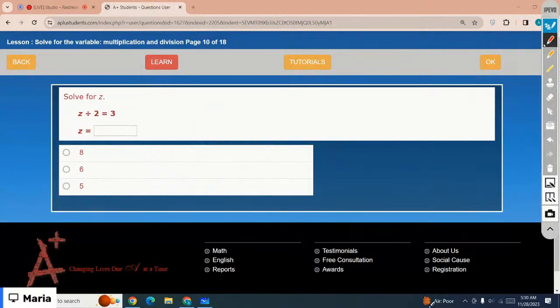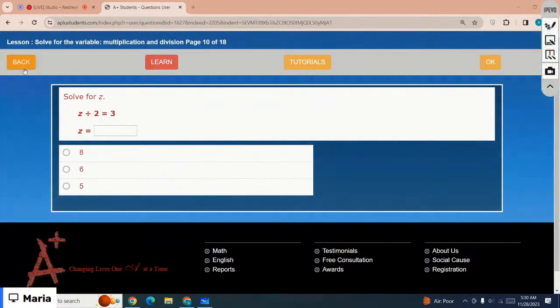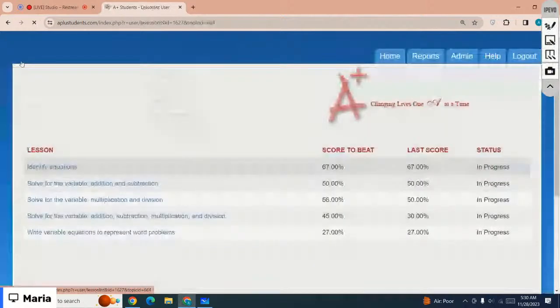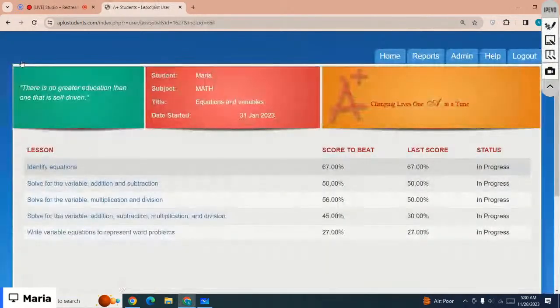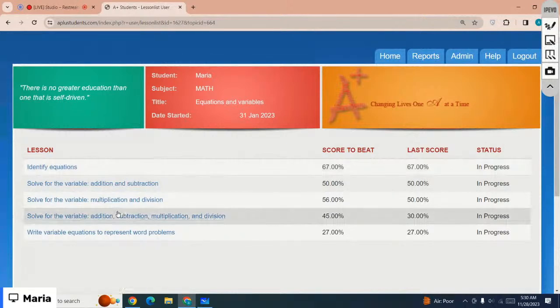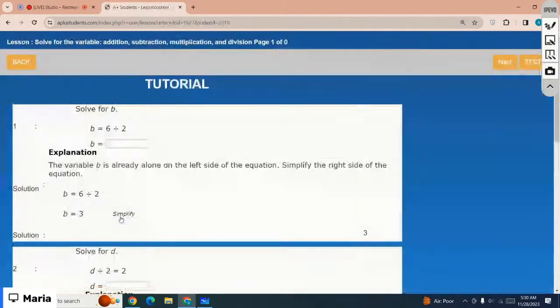Okay, you can complete the lesson by yourself. Let's just move on to the next lesson. The next lesson is solve the variables addition, subtraction, multiplication, and division. That is exactly the same as what we just did, right? So let's just start with the lesson. Here you have all the 4 operations involved, right? They are exactly the same as we did in the 2 lessons.